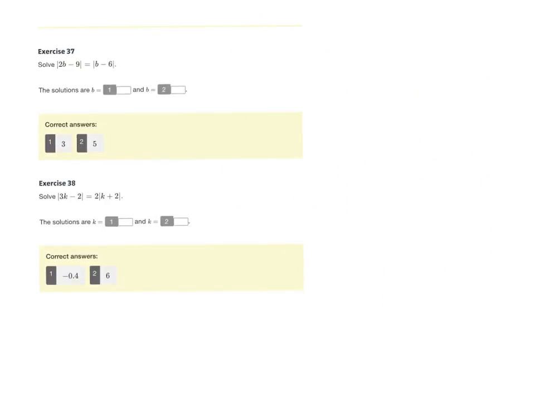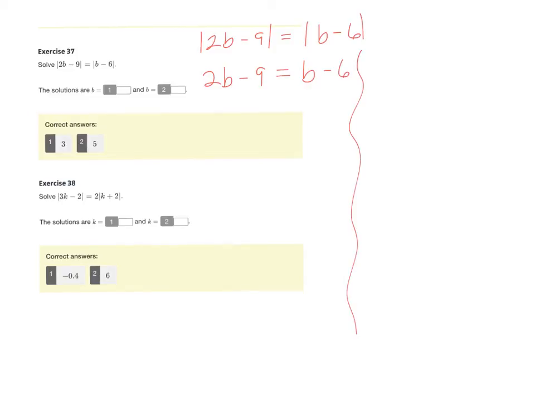Number 37, I'm going to have the absolute value of 2b minus 9 is equal to the absolute value of b minus 6. My first equation is going to be 2b minus 9 is equal to b minus 6. And now I'm going to have 2b minus 9 is equal to the opposite of b minus 6. Let's go over on the left and look. I'm going to start out by minusing b. That gives me b minus 9 is now equal to negative 6. I'm going to add 9 to both sides. b is equal to 3.